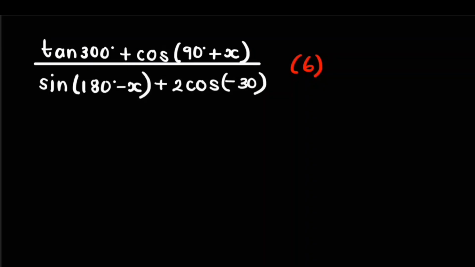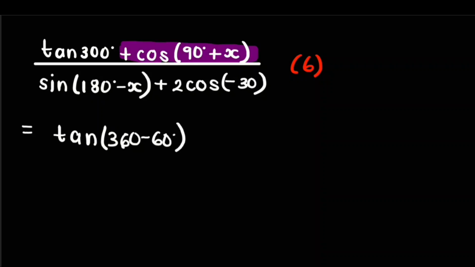Here we have a 6-mark question, and we're going to start off by focusing on tan 300 degrees, which lies in the 4th quadrant. In the 4th quadrant, we make use of 360 minus. That can be reduced as tan 360 minus 60 degrees.